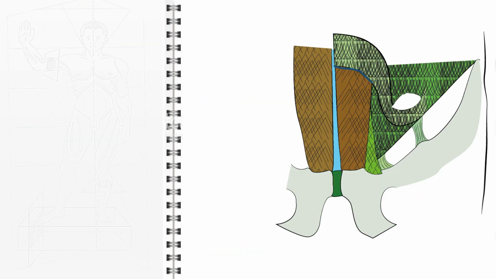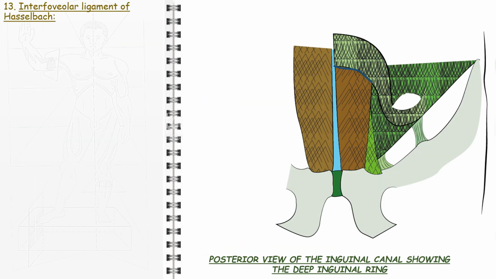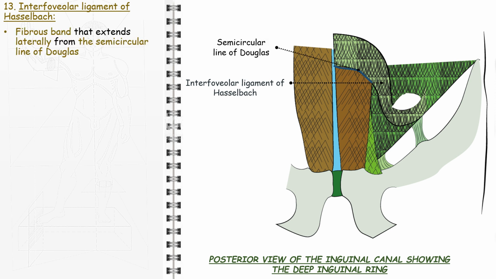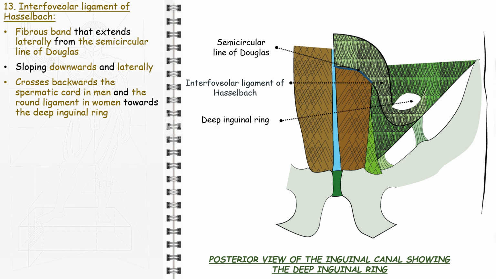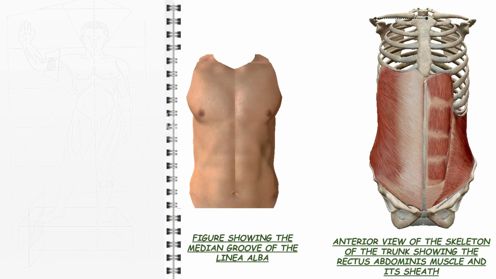The interfoveolar ligament of Hasselbach is a fibrous band that extends laterally from the semicircular line of Douglas, sloping downwards and laterally, and crosses backwards the spermatic cord in men and the round ligament in women towards the deep inguinal ring. Now, the bulk of the anterior abdominal wall seen, we will go through the different topographic regions of the anterior abdominal wall that happen to be weakness zones of this wall with major clinical interest.